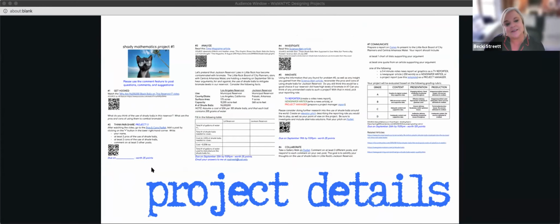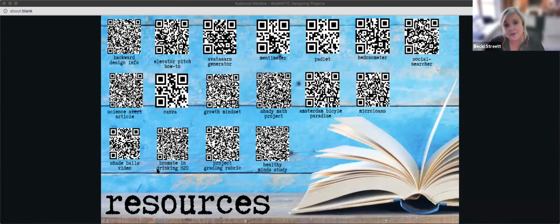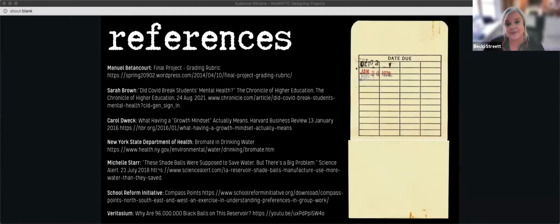Project details, this is the shade ball one. I do a Google Doc so that students can comment and ask questions like in real time. And that fluidity allows me to clarify because no matter how great I think my steps or instructions are, there's always something that needs to be fixed. Here are resources and references.